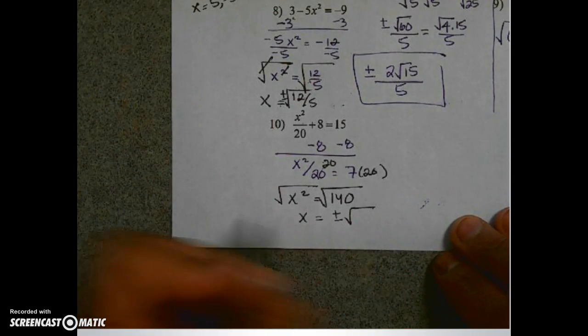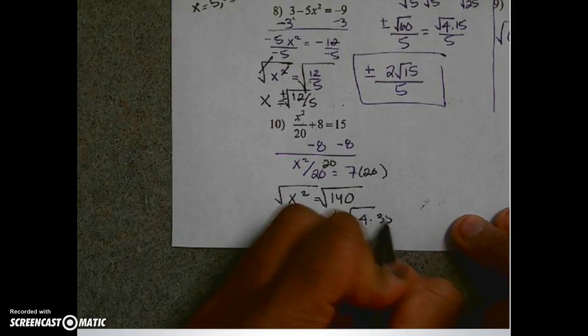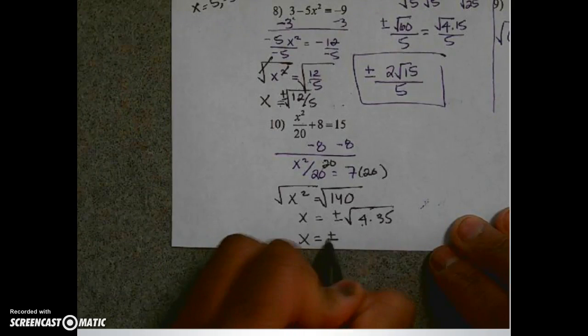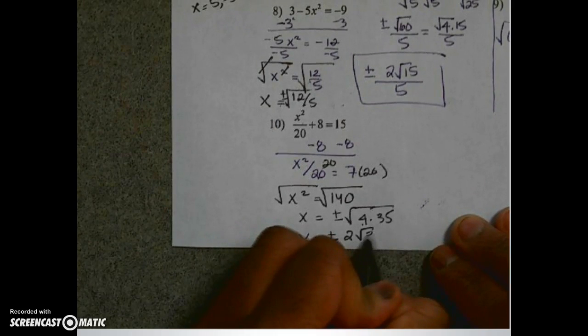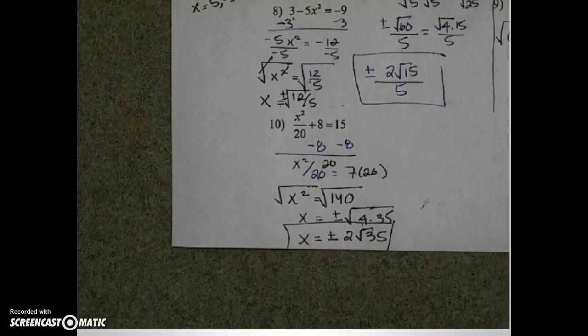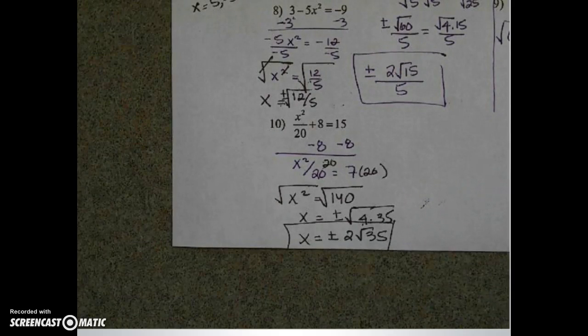140, though, is 4 times 35. That 4 is my perfect square. So x is equal to positive negative 2 radical 35 for that one. Important thing to remember is just to put your plus or minus there as soon as you take the square root of a number.